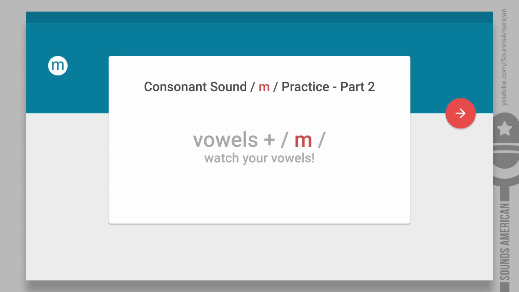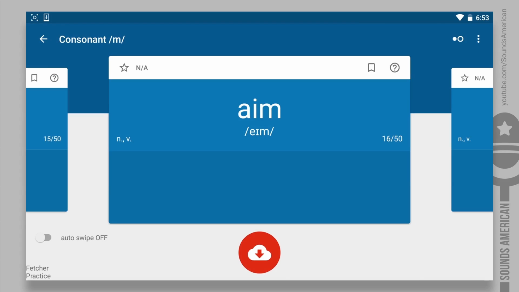Let's pause for a second. The next 15 words have the M sound following a vowel. Remember how to pronounce such words? Correct. Focus on the M and watch your vowels. Let's continue practicing.